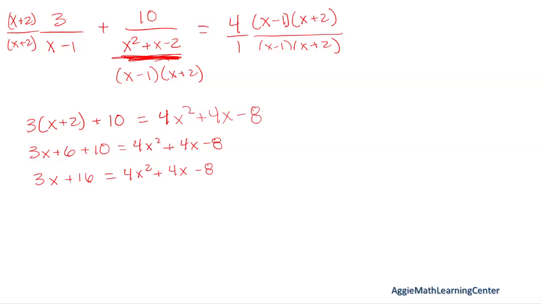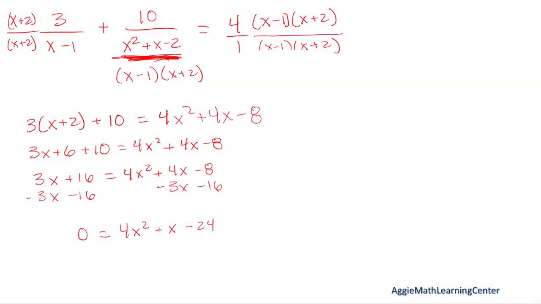Okay, so we'll have 0 over here. What are we going to have on that other side? 4x squared. Sorry, go ahead. No, you're good. 1x, and then negative 24. Yep, negative 24. Okay.